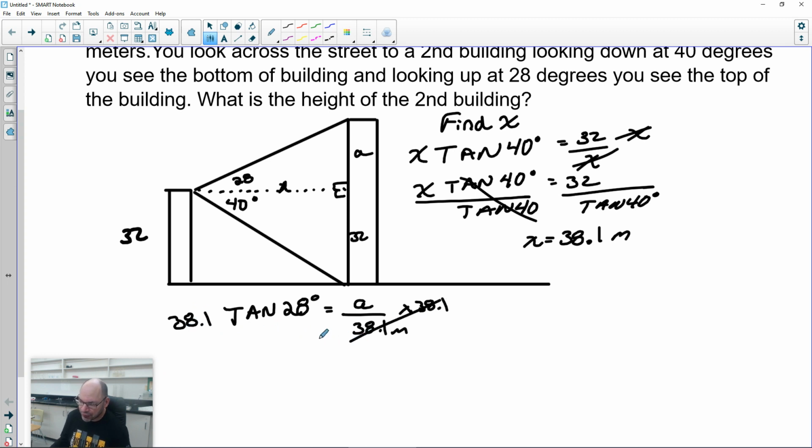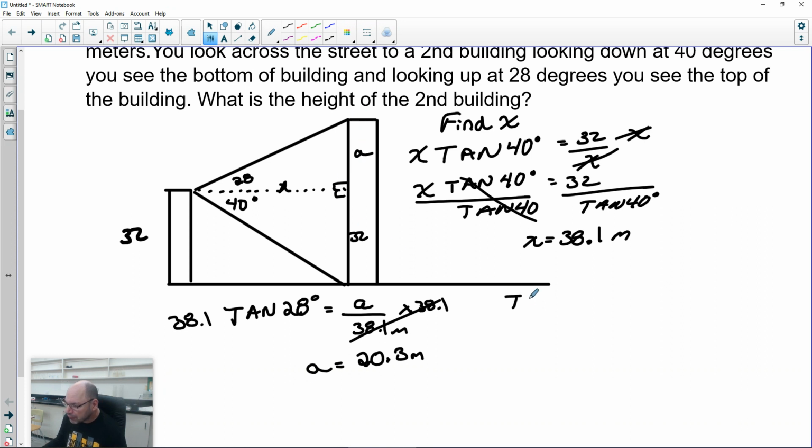So that's going to give us our side. So tan 28, that's 0.532 basically, or 0.5317 times 38.1. So that's approximately 20.3 meters. Okay, that doesn't give us the height of the building though, because that's just this little piece of the height.